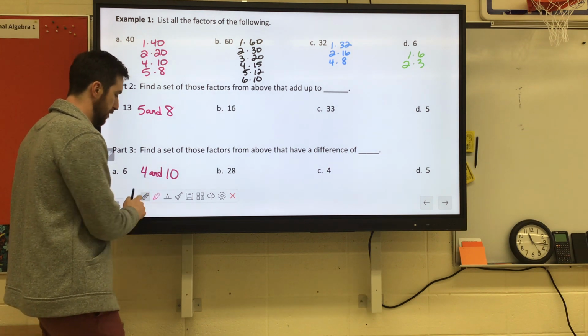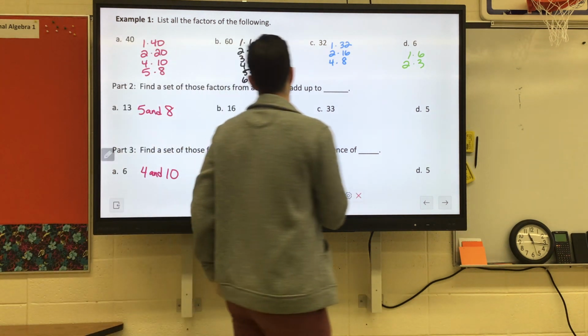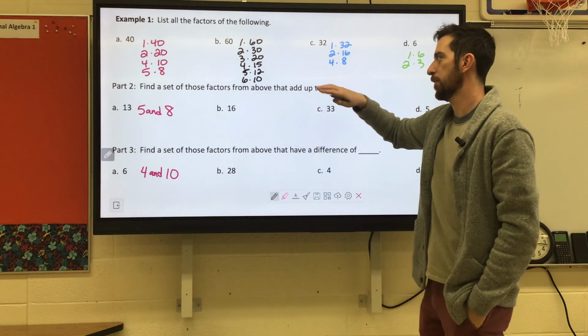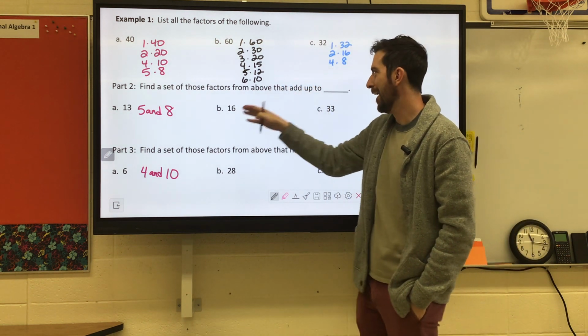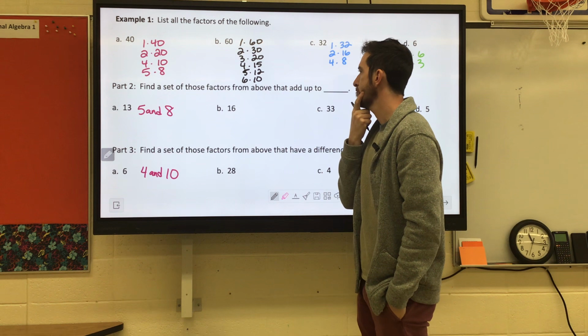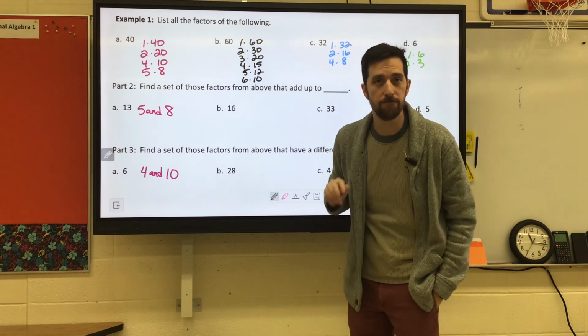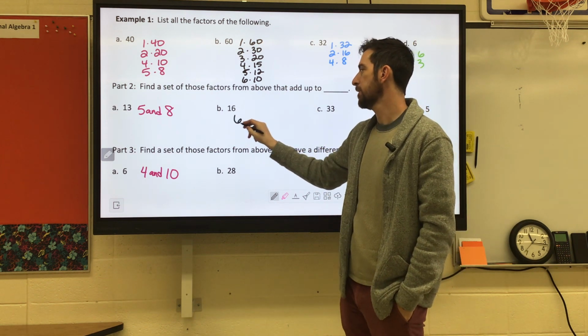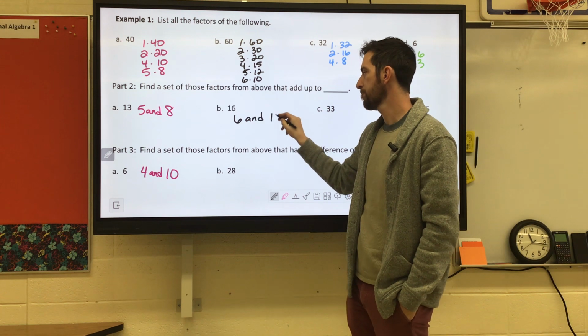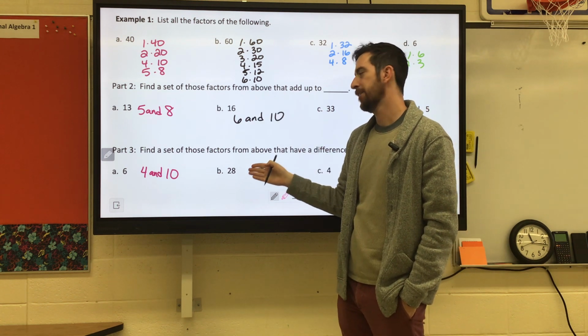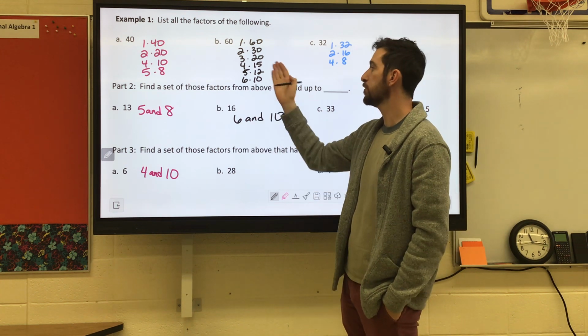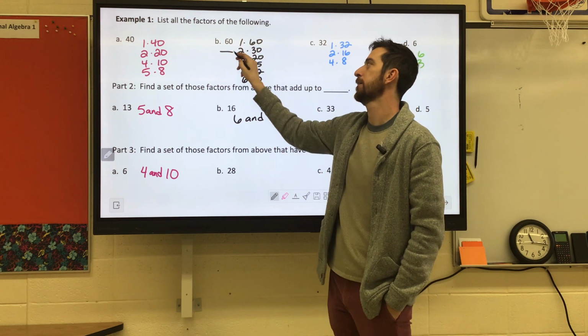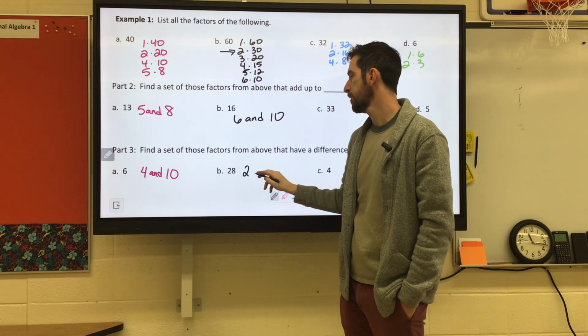So let's try that with our other factor sets. Here's our factors of 60. Which ones add up to 16? Well, 6 and 10. 6 and 10 add up to 16. Which ones from above have a difference of 28? Which ones are 28 apart from each other? That would be the 2 and 30.